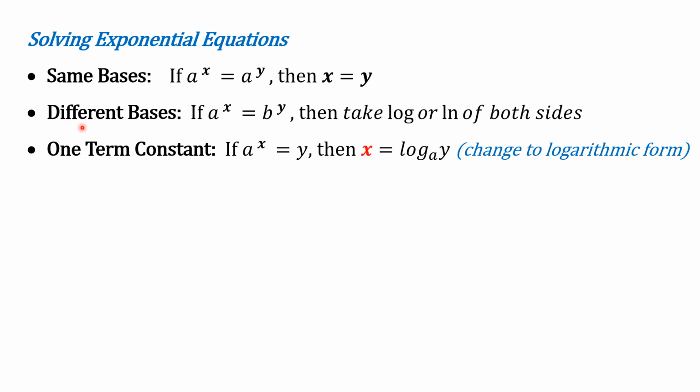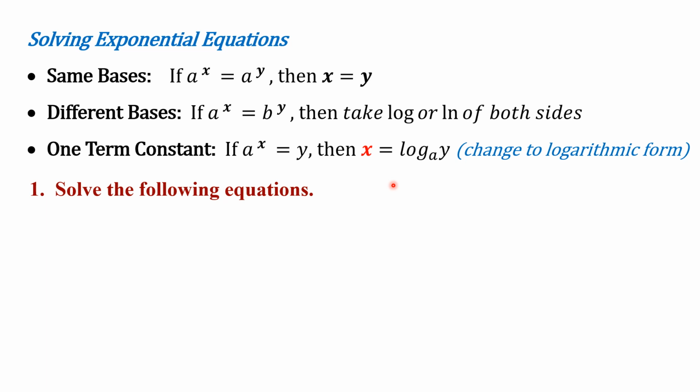The second case is different bases. If a to the x is equal to b to the y, then we can solve for the unknown variable, let's say x, by taking log or ln of both sides. And then for the third case, if there's a one-term constant, like if a to the x is equal to y, so y is a constant here, we can solve for the unknown variable x if we change this exponential to its log form.